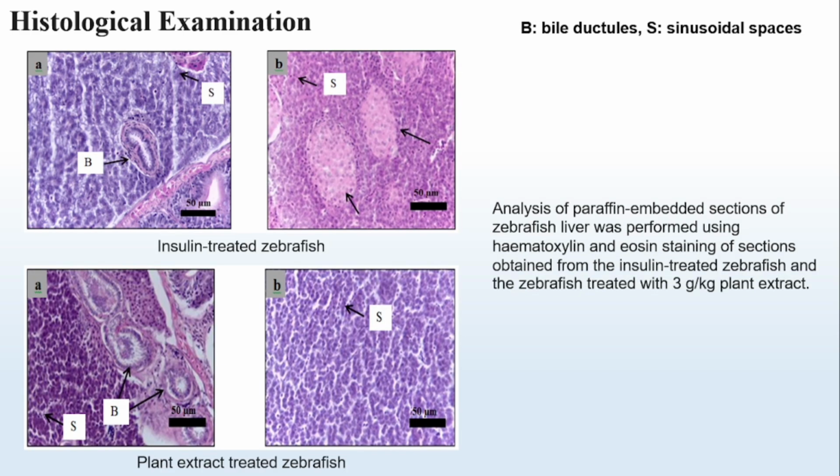And the same examination, but here we got the result for the insulin-treated zebrafish and the plant extract-treated zebrafish using the same dose as the previous examination, which is 3 gram per kilogram. And for the insulin-treated zebrafish, we finally get a significant difference compared to the other groups, where we can see the appearance of nodules of damaged hepatocytes indicated by the arrow, and we can conclude that all the hepatocyte structures in the other zebrafish were normal, except for those in the insulin-treated zebrafish, which show nodules of damaged hepatocytes separated by a fibrotic band.